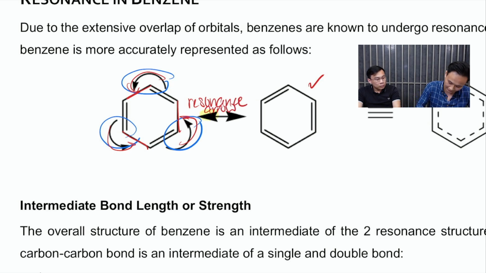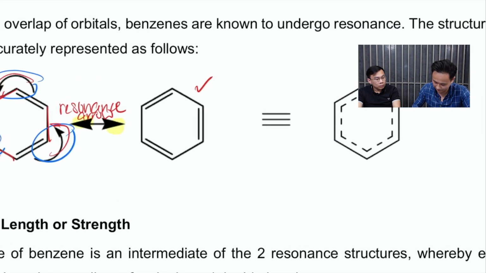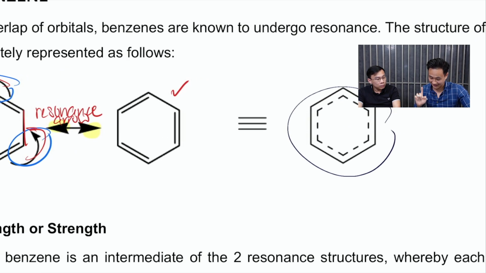Take note, guys, it's double-headed. And this is how benzene looks. Can you imagine, in an exam, if you have to draw benzene like this and you have to draw it dotted, dotted, dotted, dotted? Oh my god, I think you'd be frustrated. Yeah. How would you draw it then?